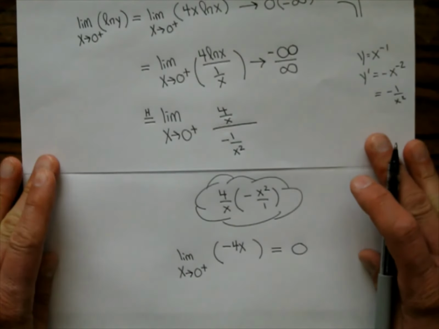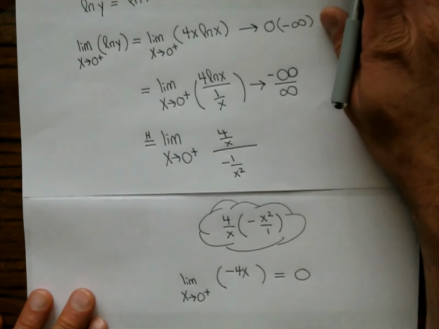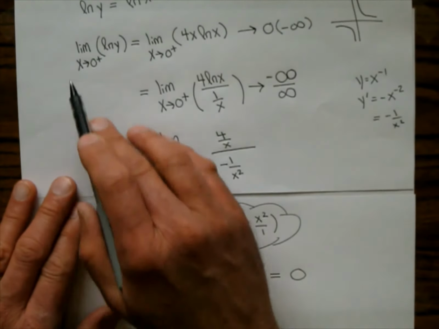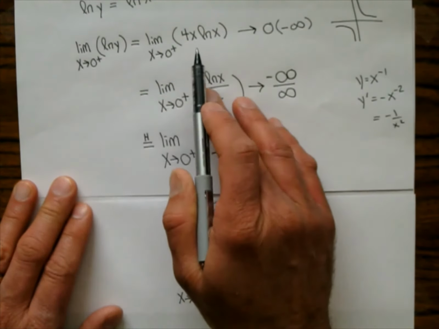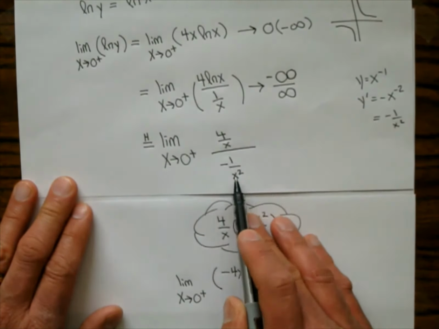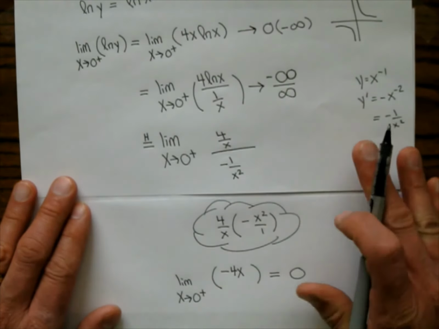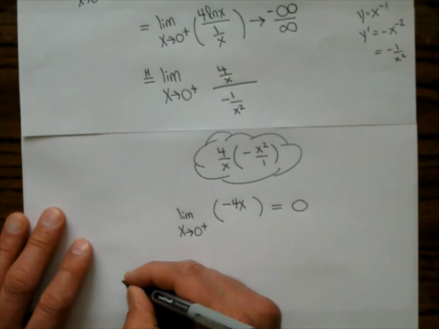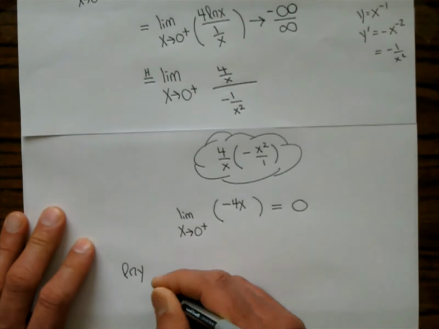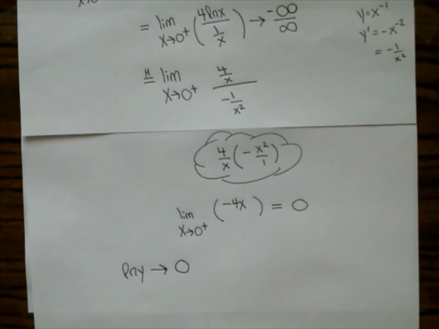Now, wow, what have we just done? We have just shown that the limit as x approaches 0 from the right of ln y, and we wrote down every single step, gave us 0. Now, 0 is not our final answer. What we have just shown is that ln y goes to 0.